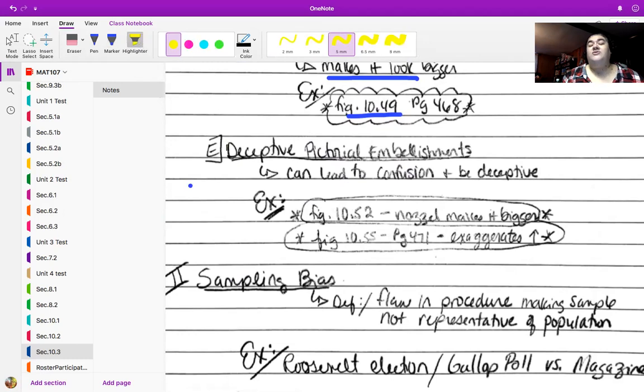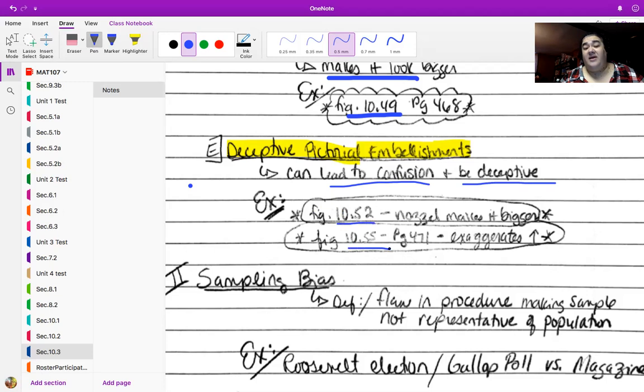Now, the last thing that can be very deceptive is when you're talking about pictorial embellishments. Now, this is where they try to get really creative with the charts. Not only do they try to make it look 3D, not only do they try to get it to sort of pop out of the paper, but now they try to use sort of like a picture representation of the graph. And what actually ends up happening is that it can lead to confusion or be deceptive. So we're going to look at two examples of that, figure 10.52 and figure 10.55. Okay, one of them, you need to pay attention to the nozzle portion of the graph, okay? And the other one, we're going to see how it exaggerates the height, okay? So let's look at that.